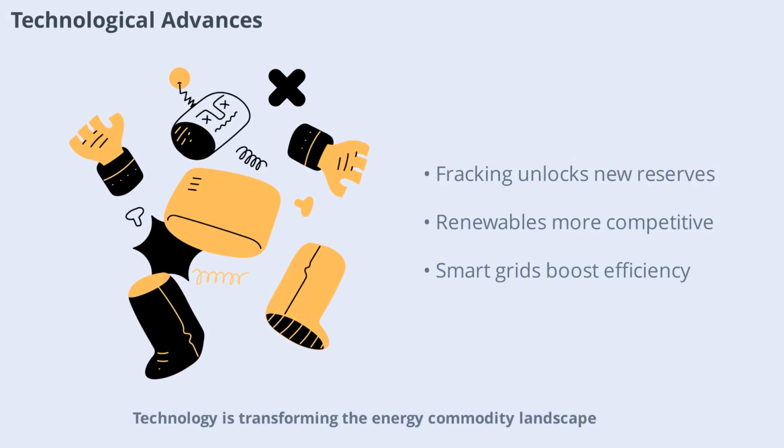Technology is transforming the energy commodity landscape. Innovations like hydraulic fracturing, or fracking, have unlocked new oil and gas reserves. Advances in renewable energy technology are making solar and wind more competitive. Smart grids and energy storage solutions are improving efficiency and reliability. As technology evolves, it can shift the balance between different energy sources and change market dynamics.